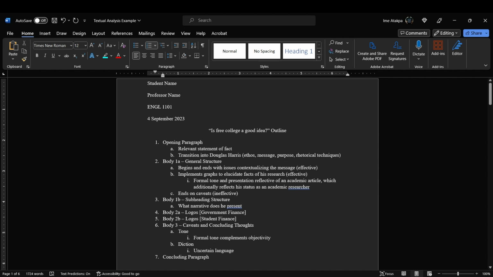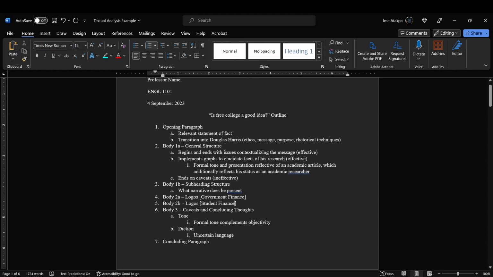So my first 2 paragraphs, body paragraphs that is, are both about structure, but one focuses on the general structure, the other one focuses on the subheading structure and what that adds to the document. Before I move into my final 2 body paragraphs that are talking about specific rhetorical devices.